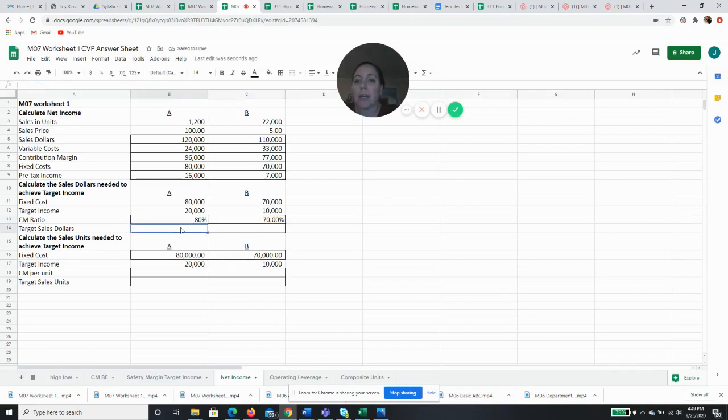All right, so our target sales dollars to make a profit of 20,000 is going to be fixed costs plus the profit we want, so 80,000 plus 20,000, and that whole thing divided by our contribution margin ratio of 80%. So we need to have sales dollars of $125,000 in order to make a profit of $20,000. Okay?